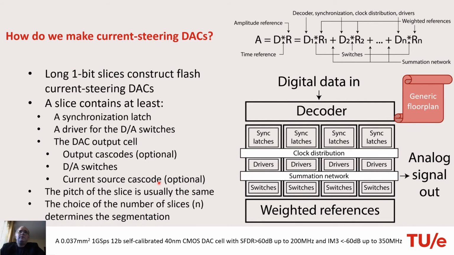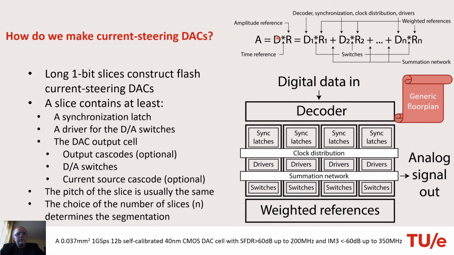First of all, how do we make a current steering DAC? This is the main abstract equation for a digital to analog converter. We have the analog output A, which is the product of the digital word and two references, an amplitude reference and a timing reference.